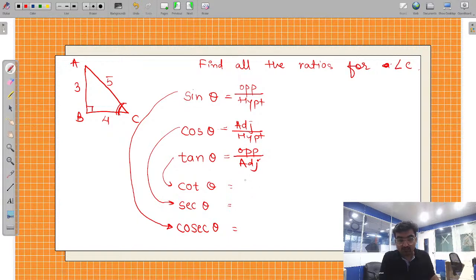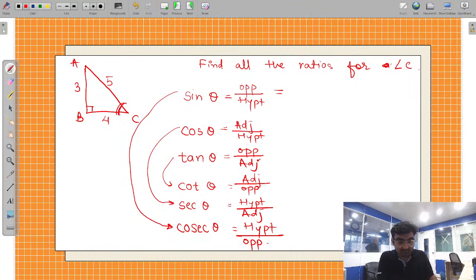And cot will be, what is cot? Reciprocal means adjacent upon opposite. Then sec is hypotenuse upon adjacent. Right? And the last, hypotenuse upon opposite sides. Right? Now what is opposite side for angle C?